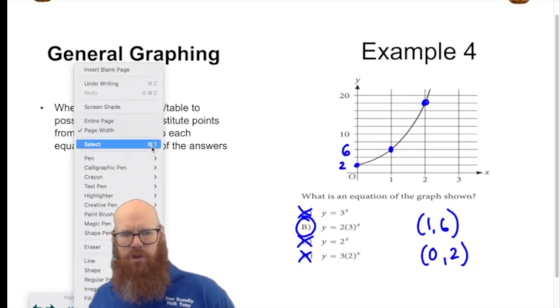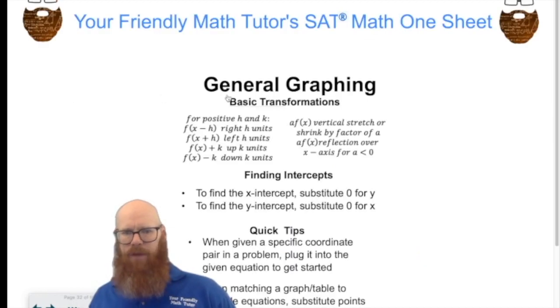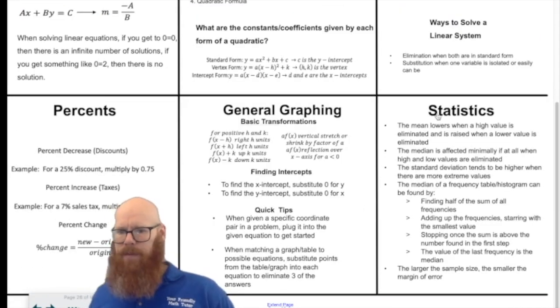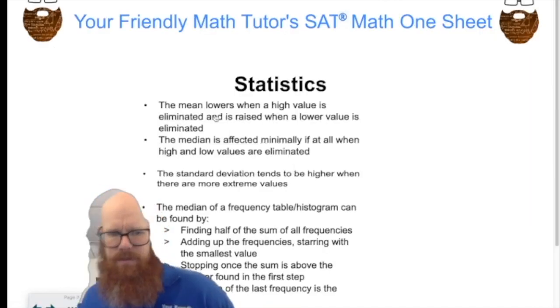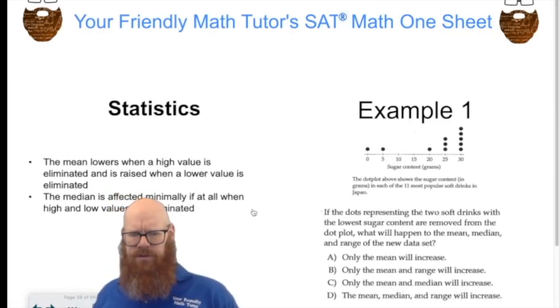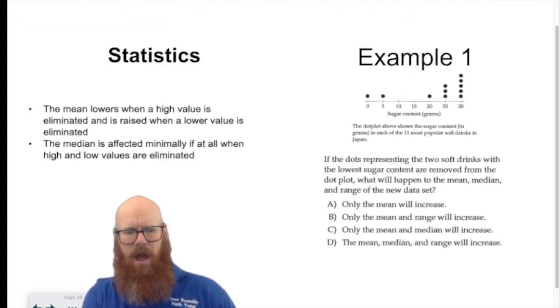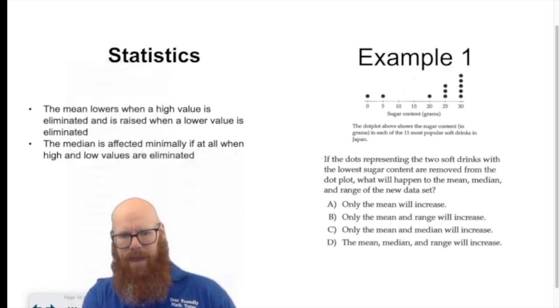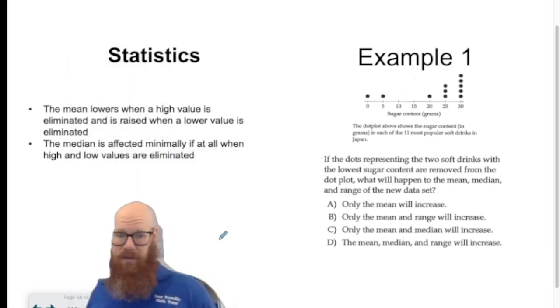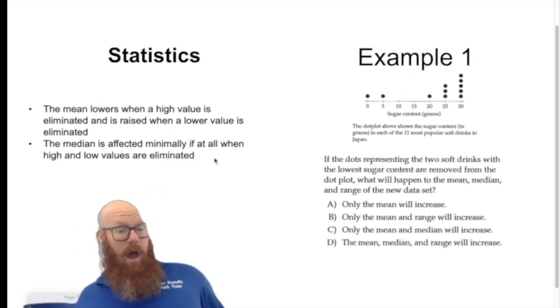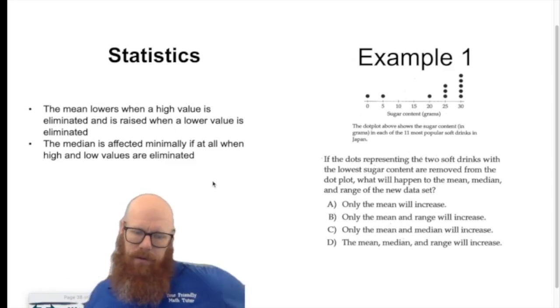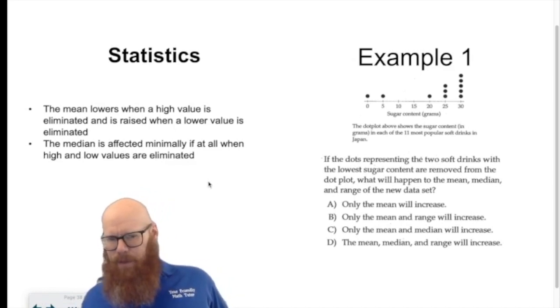All right. So that is the end of our general graphing tips. Let's head back to our last common problem type and the last part of this video on statistics. So let's take a look at our first statistics part here. The mean lowers when a high value is removed and is raised when a lower value is eliminated. And then the median is affected minimally, if at all, when high and low values are eliminated. All right, so that's just a basic understanding of how mean and median can be affected.